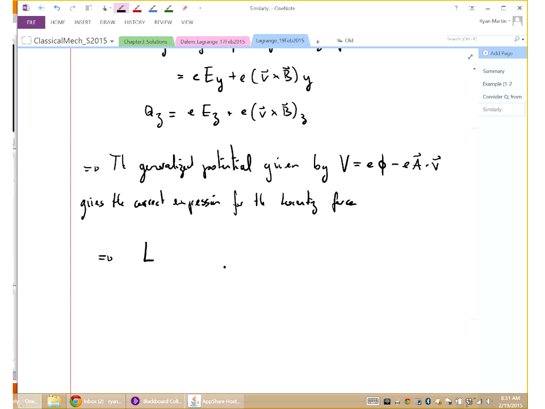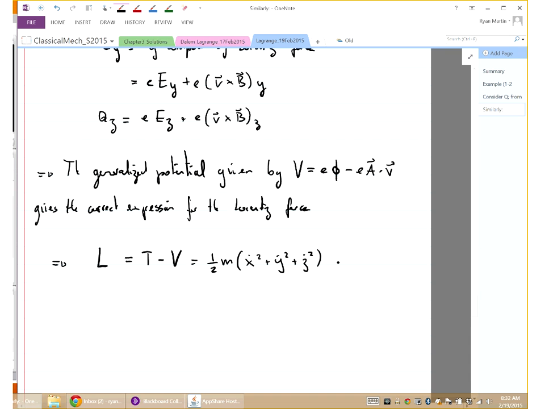So we can now write out the Lagrangian, which is T minus V. And so the kinetic energy of a particle in Cartesian coordinates in free space is a half m (x dot squared plus y dot squared plus z dot squared). And then our potential is minus e phi, then plus e A dot v.